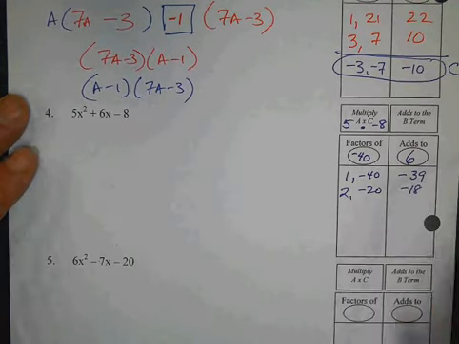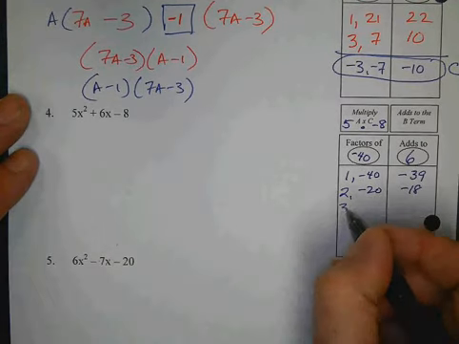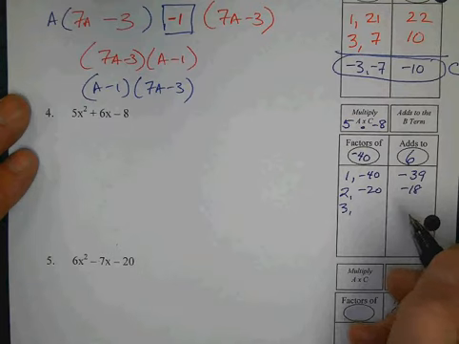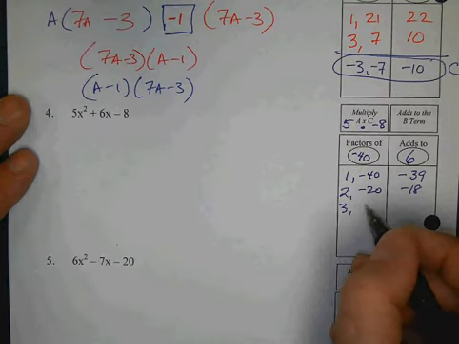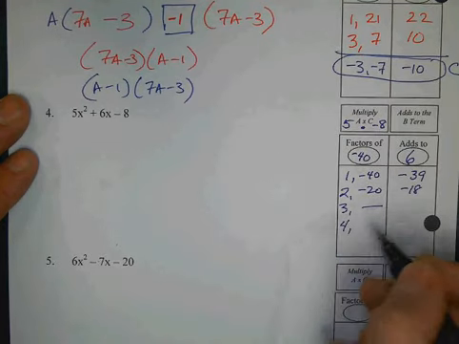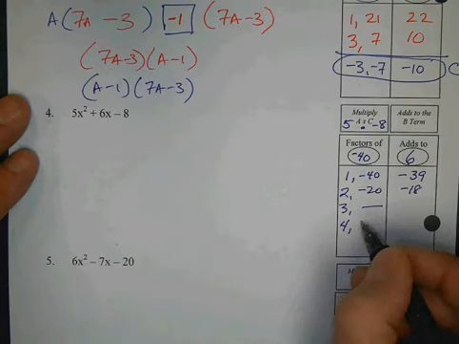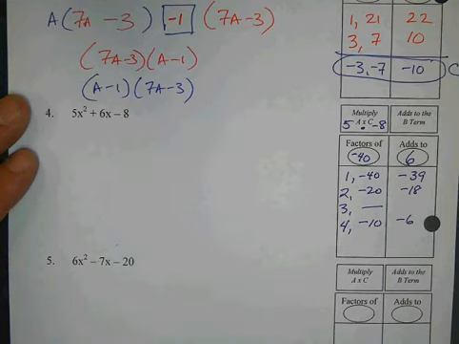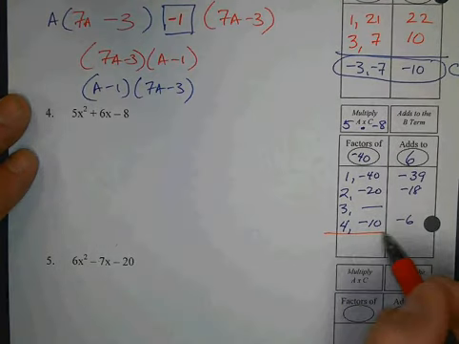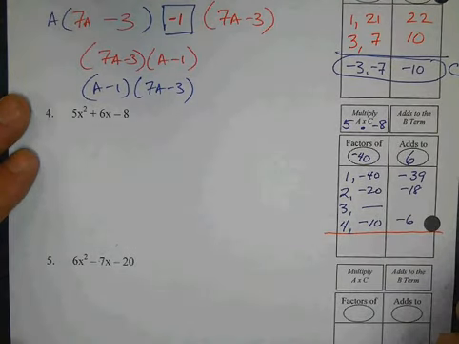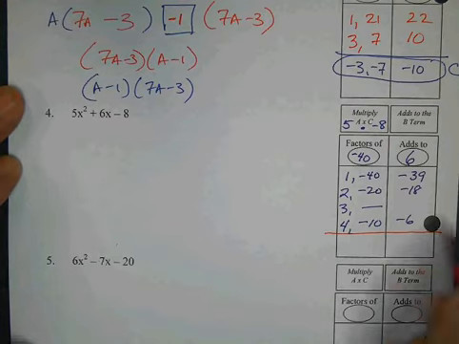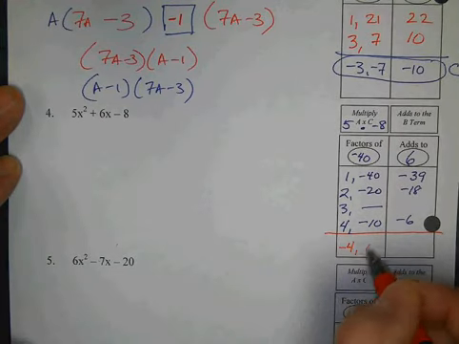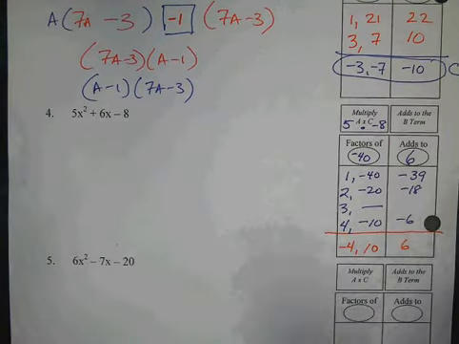Didn't work. 3. Doesn't work, does it? 4. Negative 10. That's negative 6. Is that close to what we want? All right. So, what do we do? Opposite of everything. Does that mean you make them all negative? No. No. Opposite of everything.